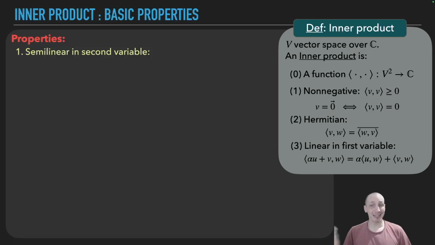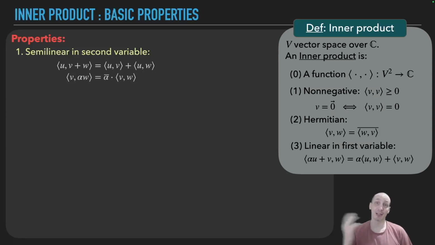We know that it is linear in the first variable. The question is, is it still linear in the second? And the answer is no. It is not linear, it is semi-linear. It is additive: if you fix the first variable, it is additive in the second variable. However, if you multiply the second variable by alpha, the alpha goes outside but with complex conjugation. So it is almost linear, it is semi-linear. In particular, if we are over the real numbers, then it is just linear, so linear in the first and second variable.